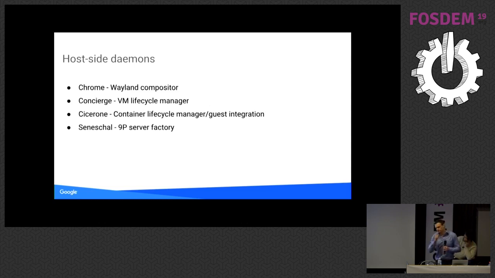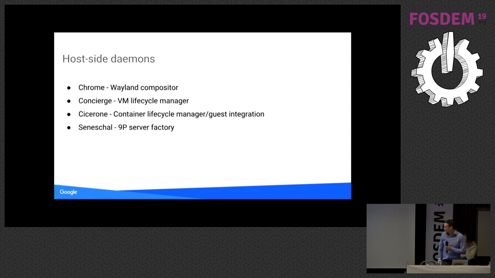And that's great. That's really what we wanted. But in a perfect world, you would never need your guest to access your host, right? You could just keep that hard line there. But we really wanted to integrate things. We wanted to integrate the UI. We wanted to integrate files, sharing, and network. So we had to punch a few holes. And to do that, we added some host side daemons to ChromeOS to help share things with the VM that we're running.